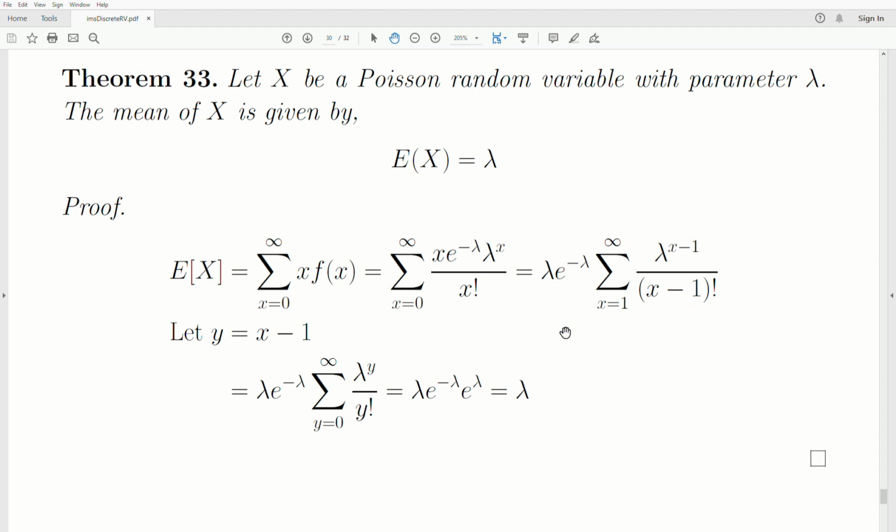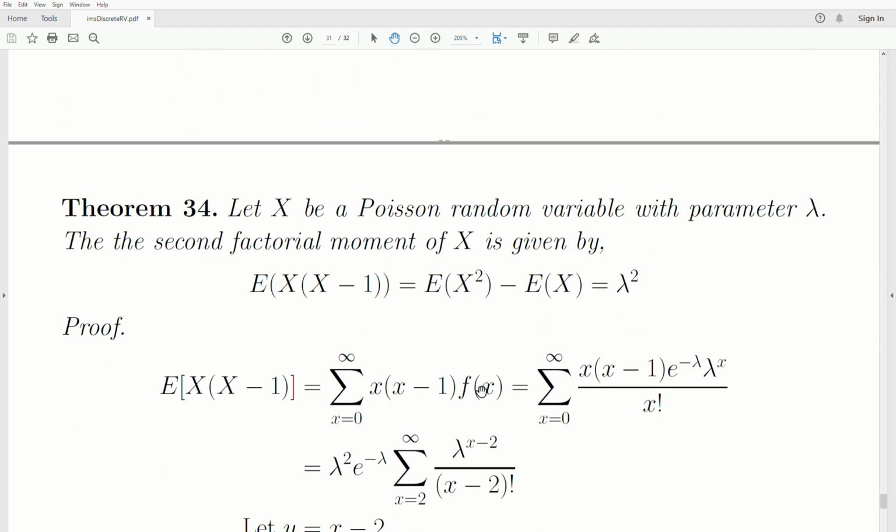And now we're going to do an index substitution. Let y equal x minus 1. Then this sum becomes this one. But this is a Maclaurin series for e to the x with lambda replacing x. So we get this expression, it's e to the lambda. Those cancel, leaving 1. So 1 times lambda is lambda. That's what we wanted to show.